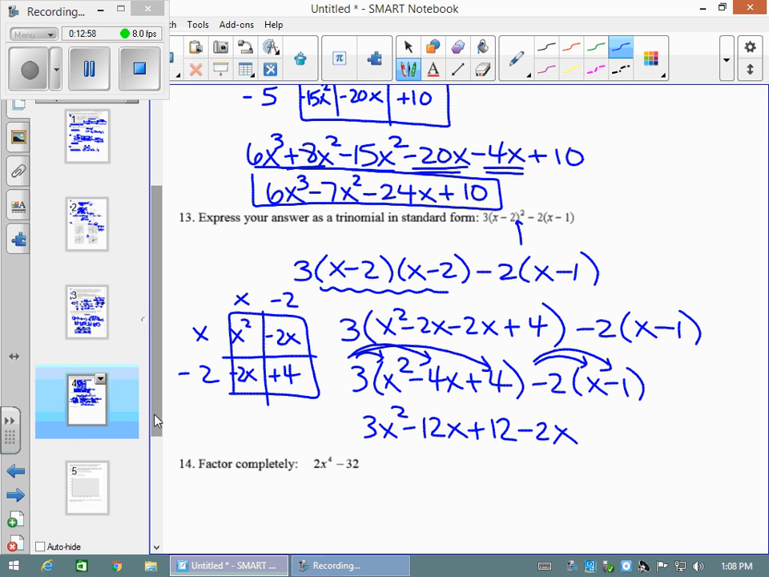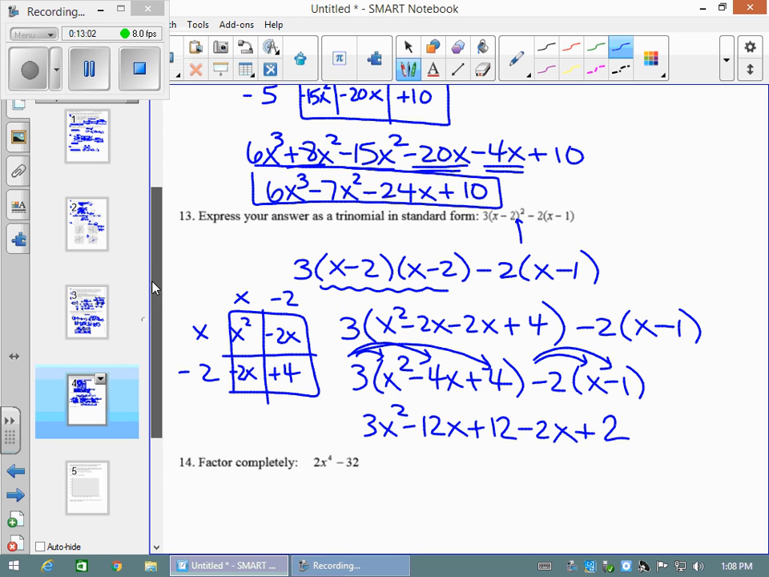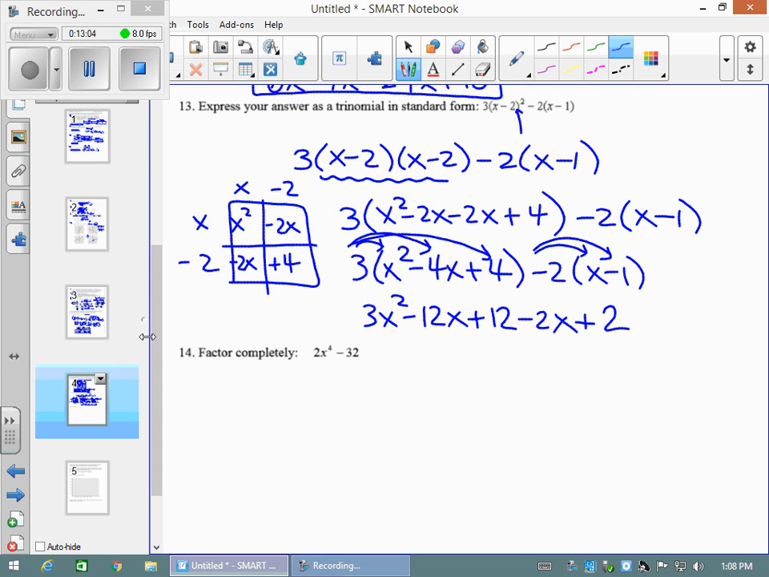Now that I've completed all the multiplication necessary, I need to again look for like terms. I can see some like terms here. So I have 3x squared minus 14x plus 14 as my final answer in standard form.